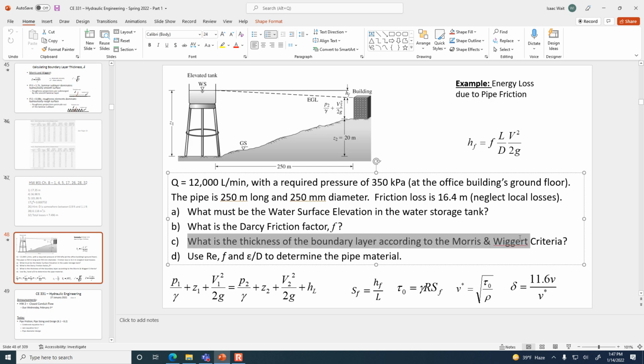The thickness of the boundary layer. Okay, now the way that we're going to get there, remember that we have to know the shear stress in order to calculate the shear velocity. And so to get the shear stress, that will be based on the slope of the energy grade line. And the slope of the energy grade line is defined as the head loss due to pipe friction divided by the pipe length. So we'll start with this, then move on to shear stress, then the shear velocity, and finally we can substitute that into the Moody and Wiegert equation.